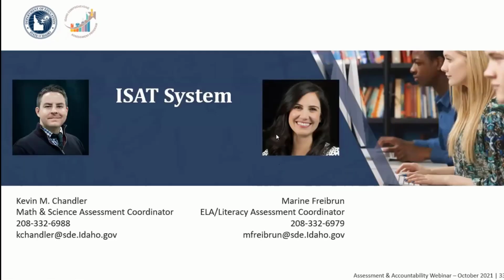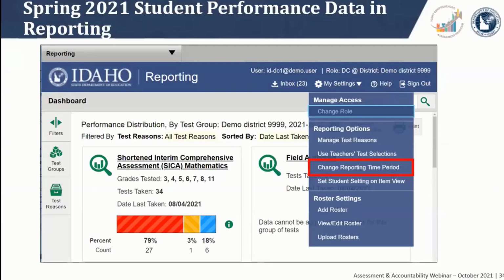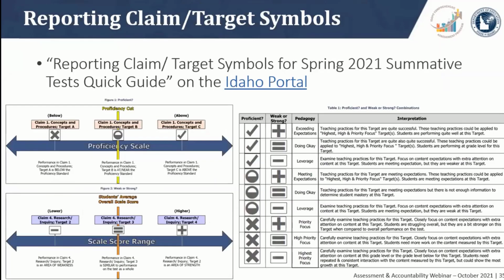Thank you. Hi, everyone. Kevin Chandler and Marie Freiburn here at the department with a few updates for ISAT. One last reminder that student performance data from the Spring 21 ELA and Math Summative ISATs are in reporting. Remember to change the reporting time period in order to rewind the clocks and see the Spring 21 Summative data. Also remember that since the Spring 21 Science ISAT was an independent field test, no student performance data will be in reporting.